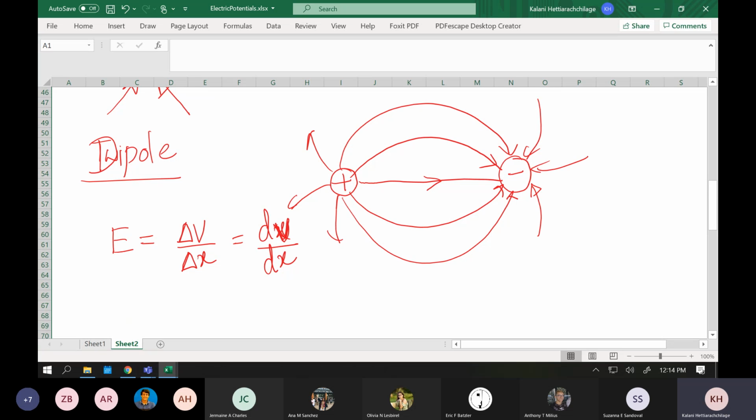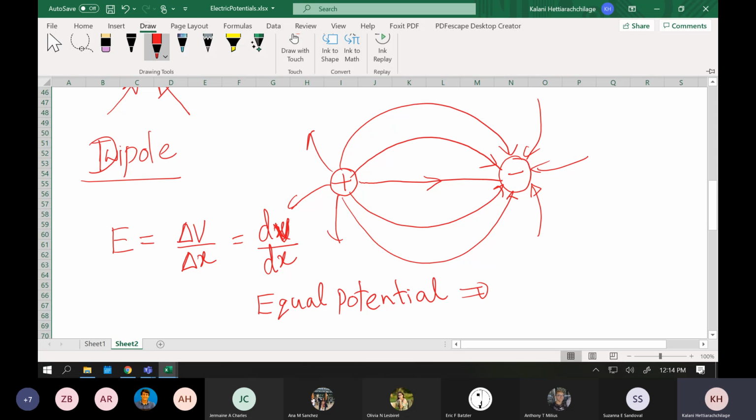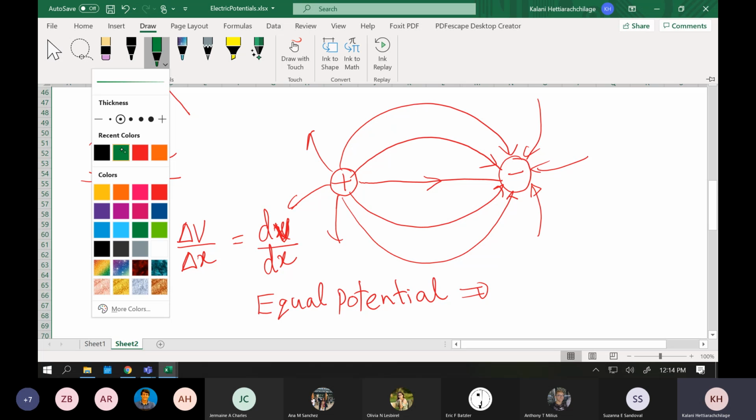But if you have equal potentials in any line, we call them equipotentials, equal potential lines. That means you basically have the same potential throughout the line, right? So those are the lines we are going to draw. After you draw the equipotential lines, you will be able to find the electric field lines. I will explain why you can find them, but let's see how we can draw the equipotential line.